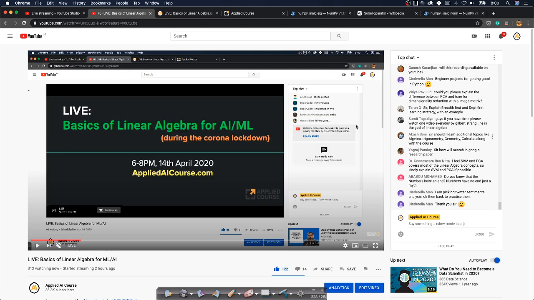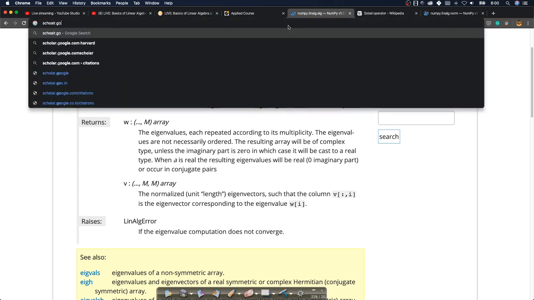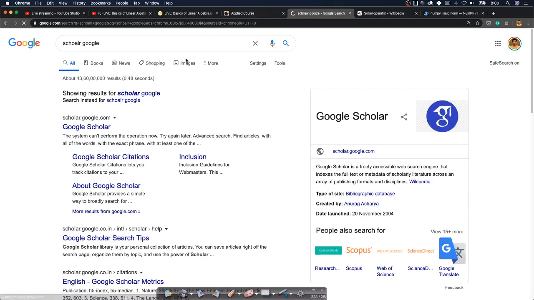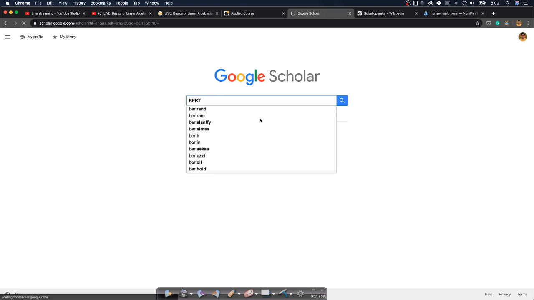How to search for a research paper? That's a very good question. So the way I do it is this. I think many people don't know this. Go to scholar.google.com. Google Scholar is the best tool that I know of for research, right? Again, this only gives you research papers. For example, if I want a research paper on BERT, I just search BERT.